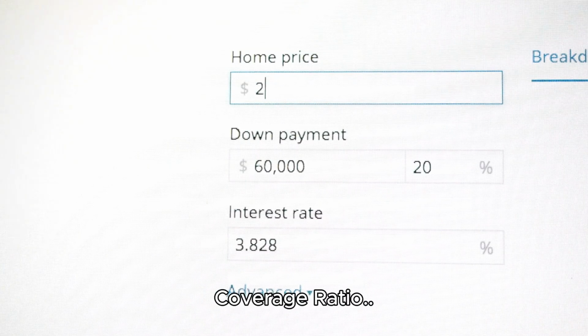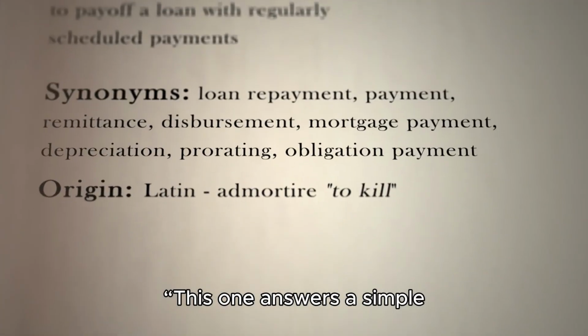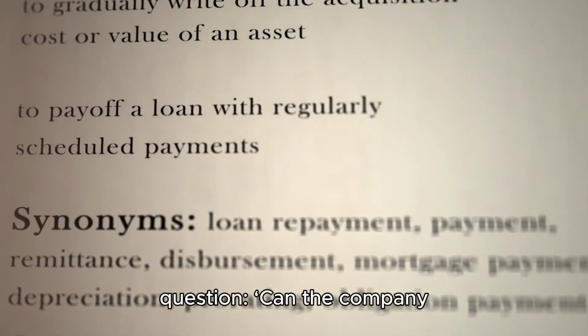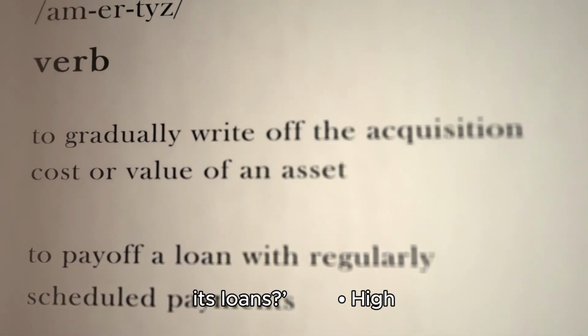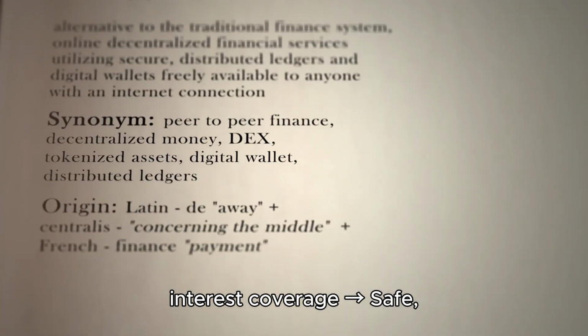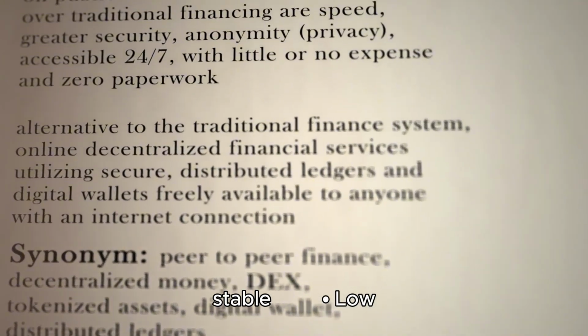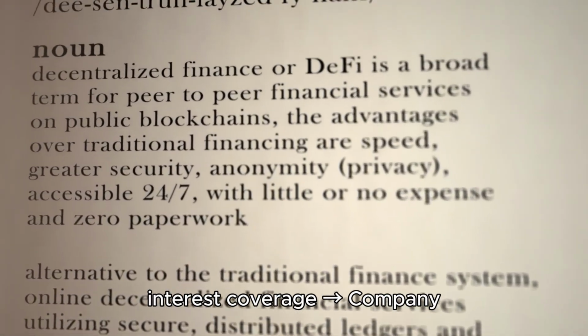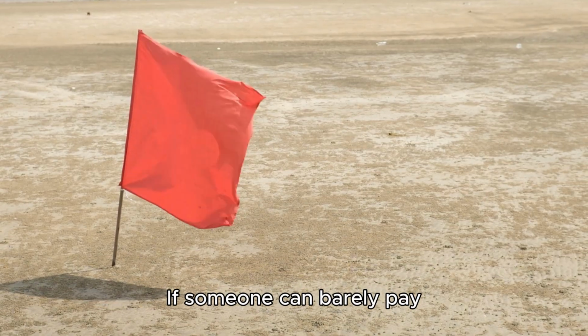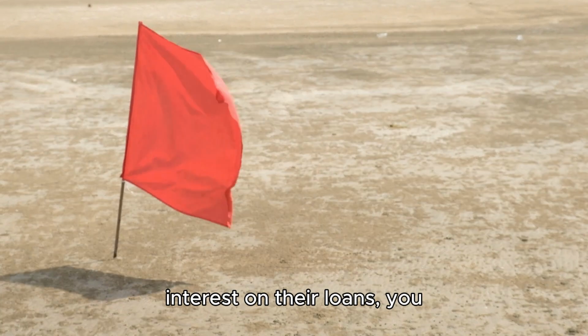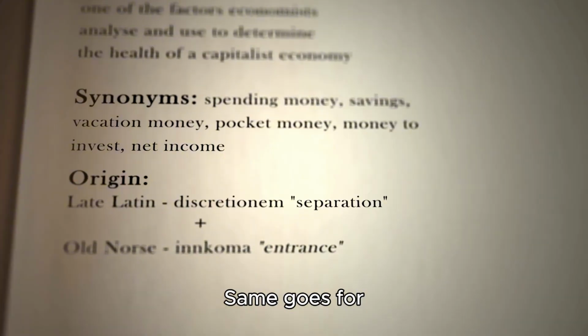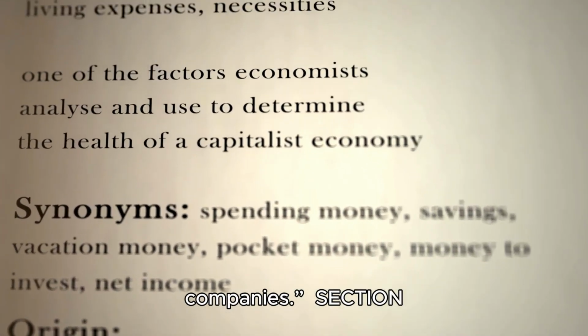3. Interest coverage ratio. This one answers a simple question: can the company easily pay the interest on its loans? High interest coverage means safe and stable. Low interest coverage means the company may struggle to pay interest. If someone can barely pay interest on their loans, you know that's a red flag. Same goes for companies.